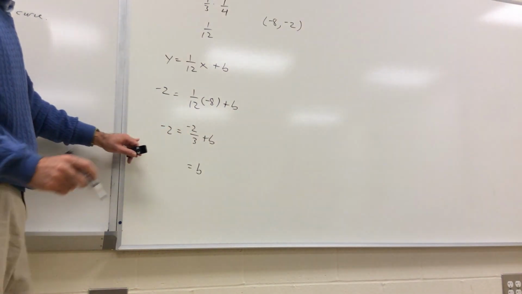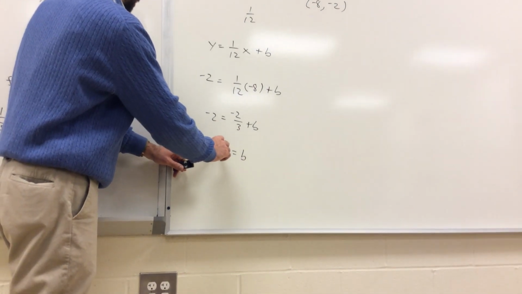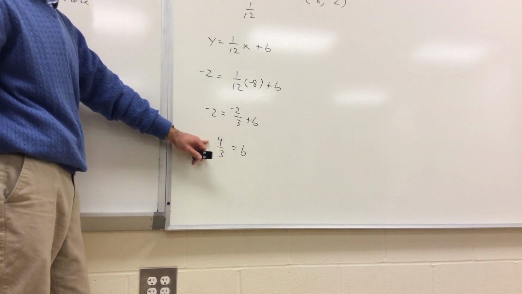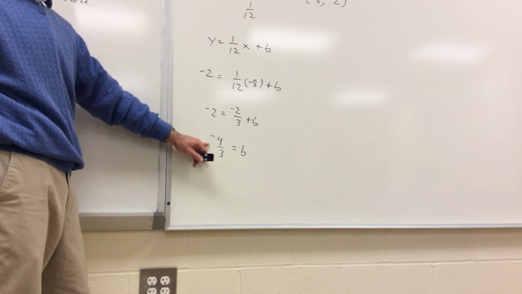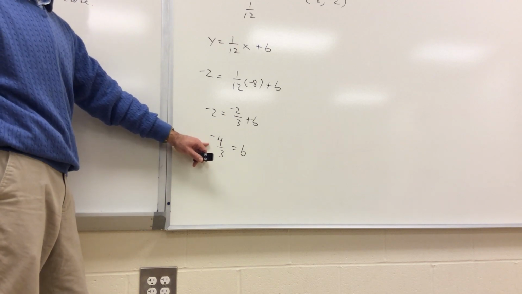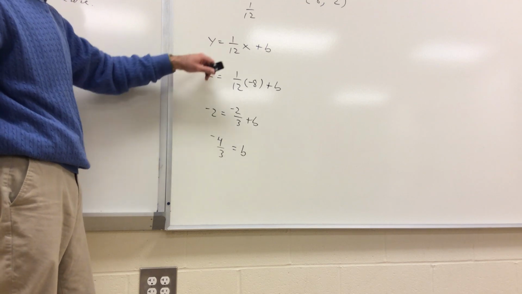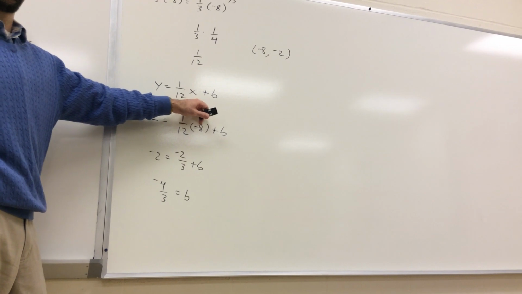And negative 2/3. Negative 2 plus 2/3 is 1 1/3. So 4/3. Negative, sorry. So the tangent line is 1/12 x minus 4/3.